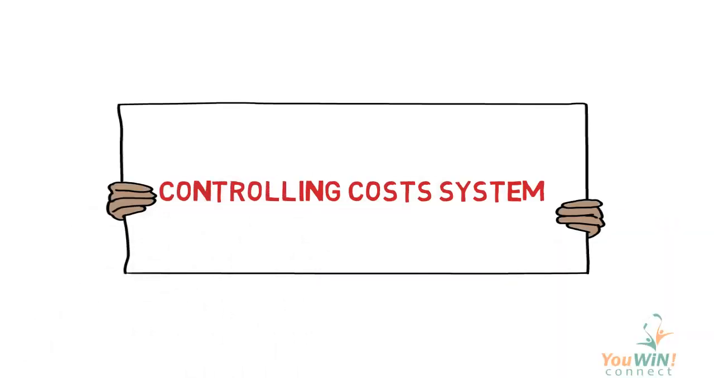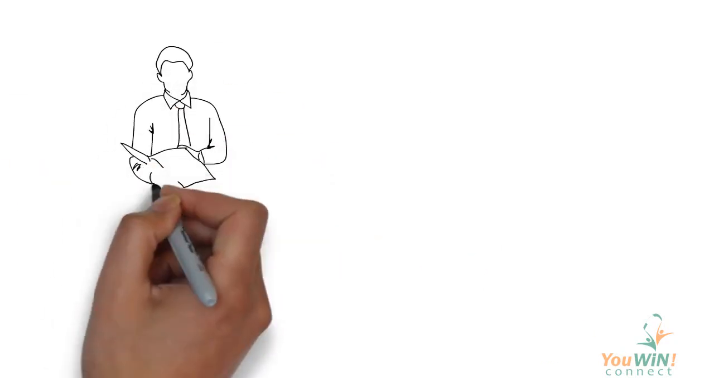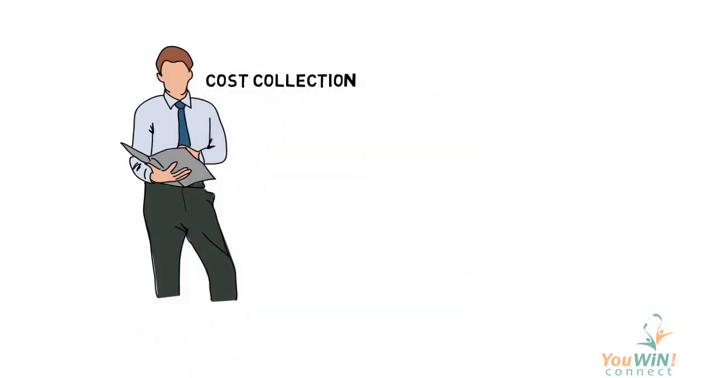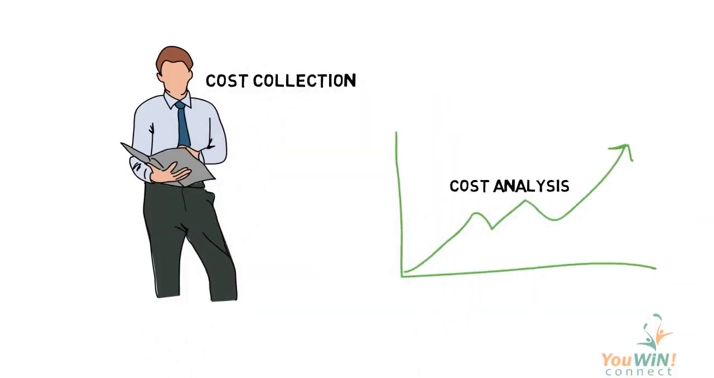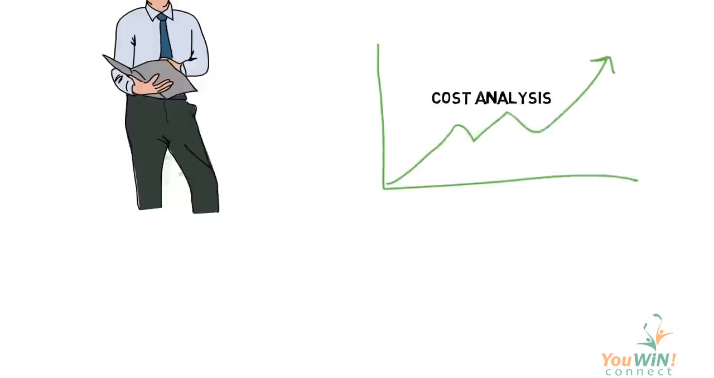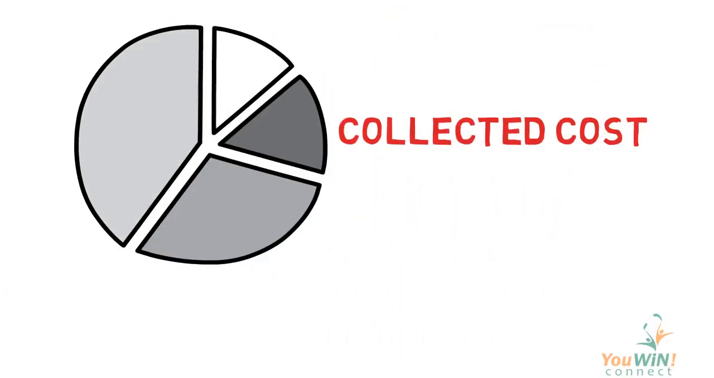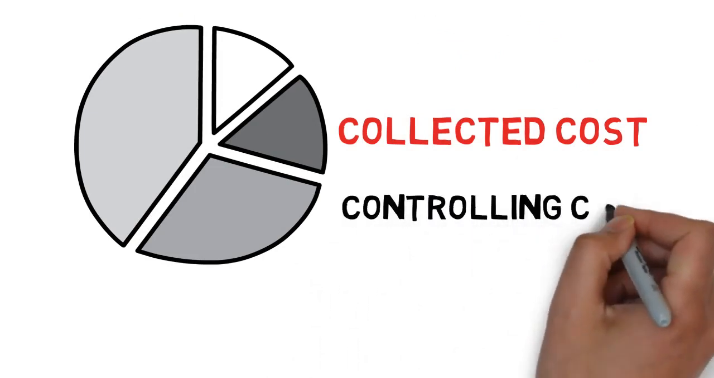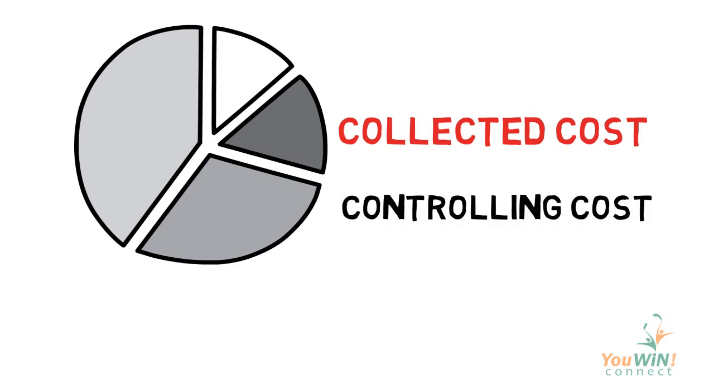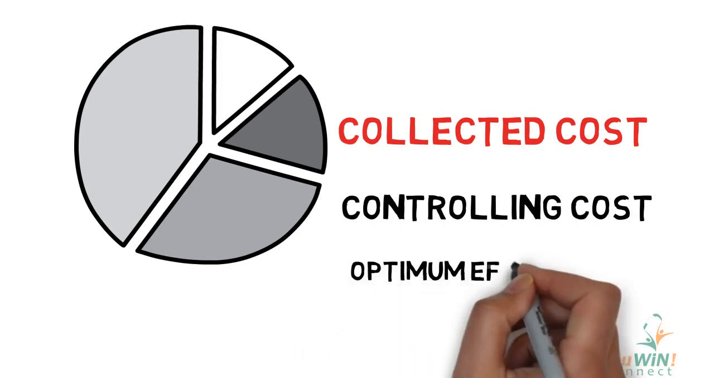Section 4. Controlling cost system. Controlling cost system has to do with, first of all, cost collection, followed by cost analysis, which entails breaking down the costs that have been collected to understand the makeup of the cost items, followed next by controlling cost. After you've analyzed the cost, this would help you to break down and then control the cost in order to achieve optimum efficiency.